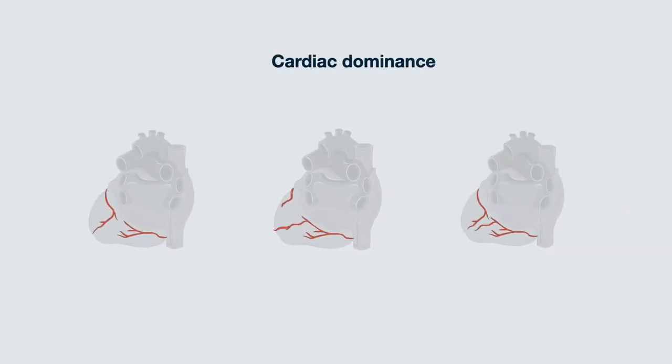Cardiac dominance refers to which artery dominates in supplying the posterior wall of the heart, and that is largely determined by which artery forms the posterior descending artery. It can either be left, right, or codominant. Estimates show that most of the population is right heart dominant. Consider the clinical relevance of this.